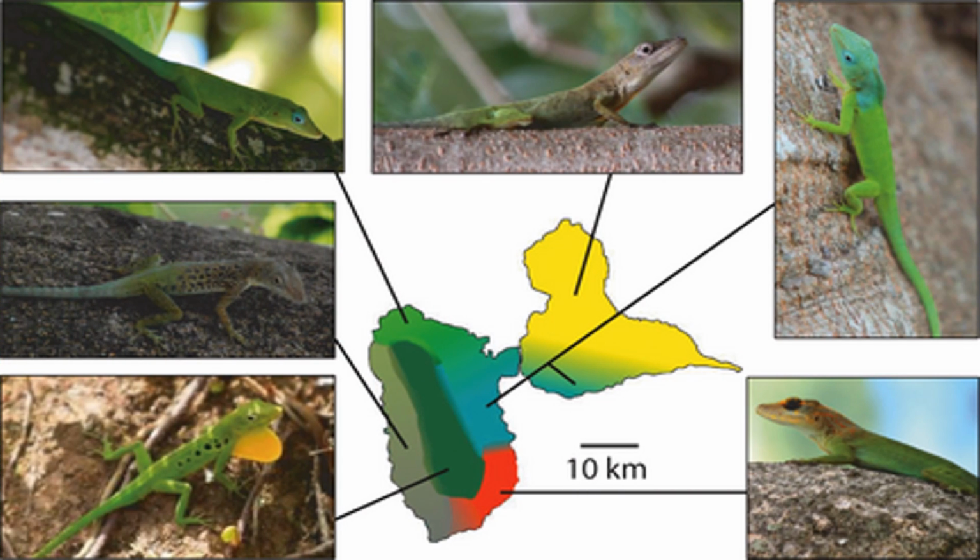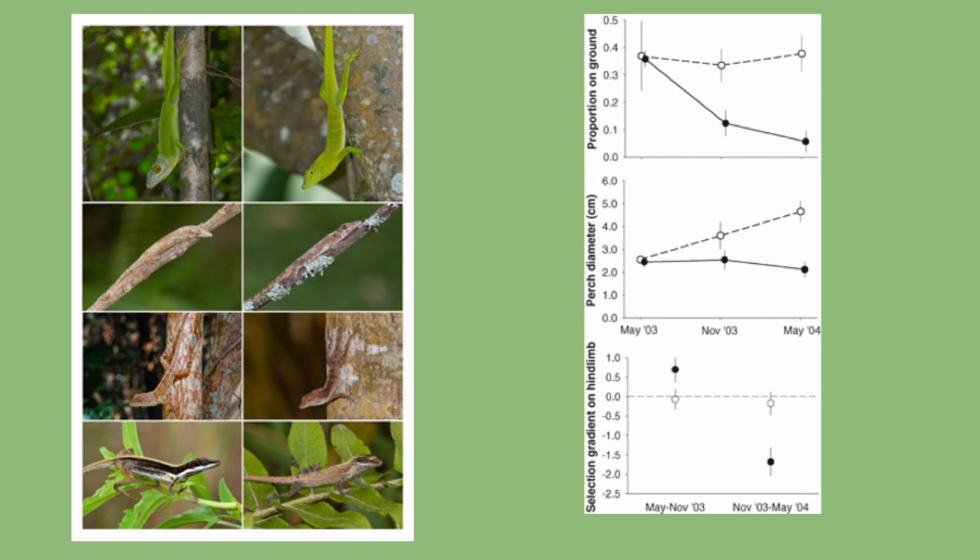Their prediction was confirmed, stating that A. sagrei became increasingly arboreal, where the use of ground remained unchanged. Differences in perch diameter between lizards on the experimental and control islands also increased throughout the time. These were individual shifts in behavior rather than selection among individuals differentiating in habitat.